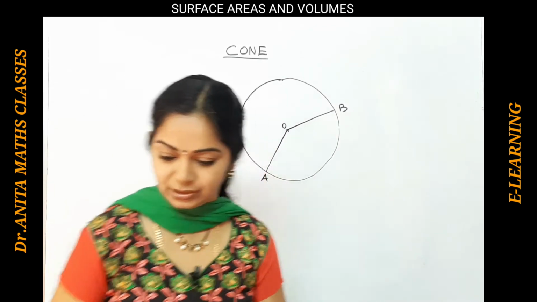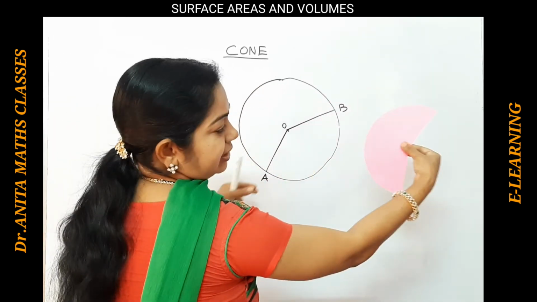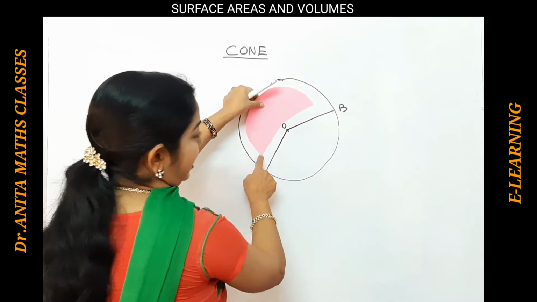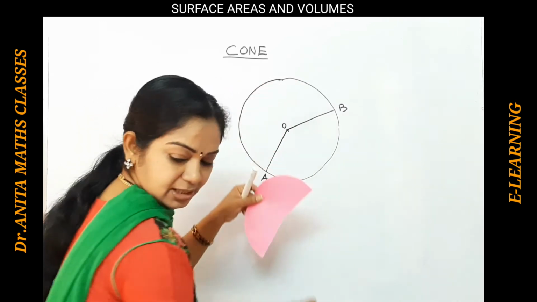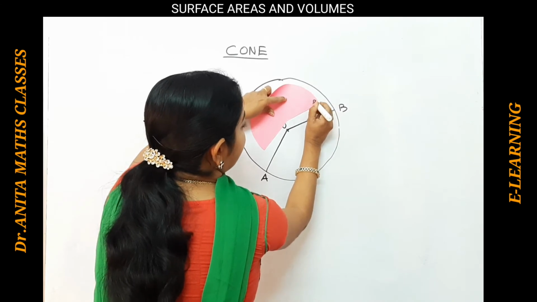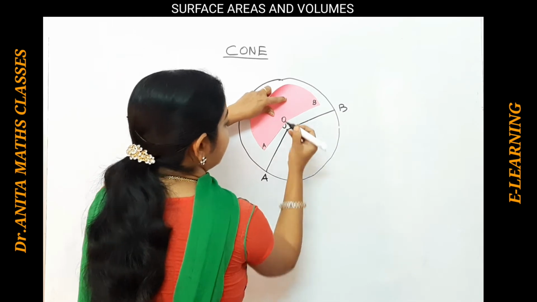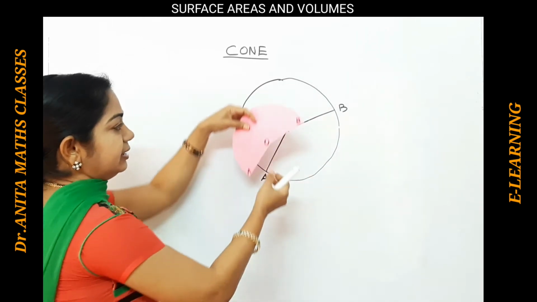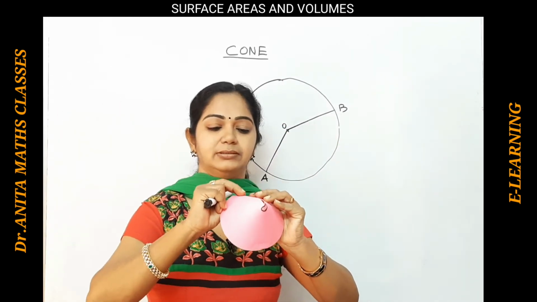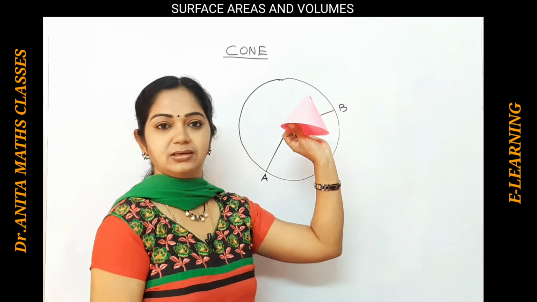Now I'll depict it by using a model. See, I have taken a part of a circle. This is O, let this be B, and let this be A. Now I'll join A and B. This is the center of the circle. Here, if I join these two, A and B, you will get the shape of a cone. Right, this is a cone.